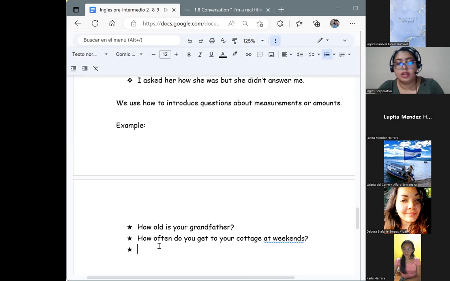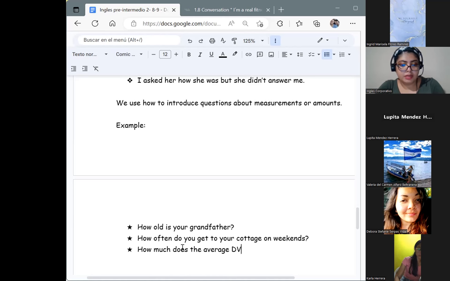Aquí hablamos de dinero. How much does the average DVD player cost these days? Estamos preguntando sobre el precio, el costo de una cosa.